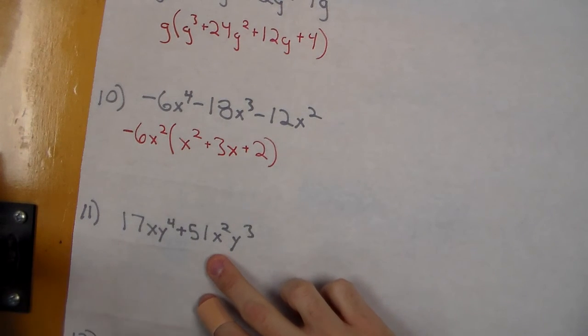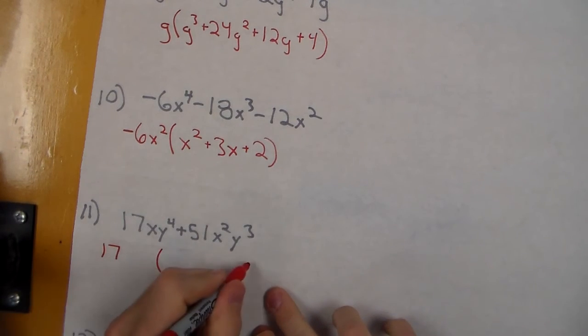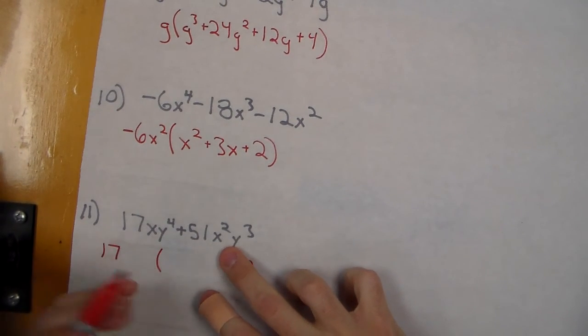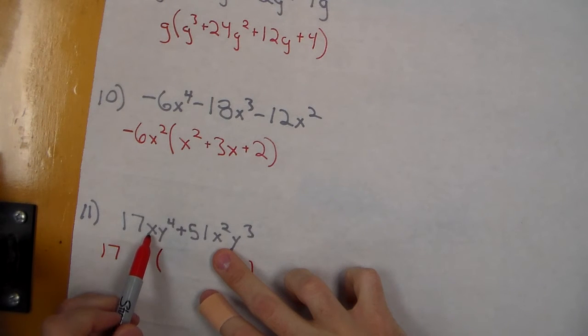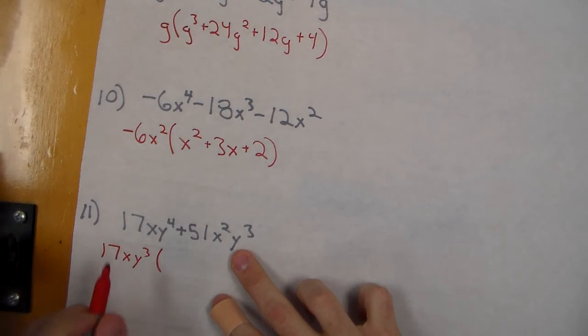17 and 51 actually has 17 in common. Now we gotta look at x and y, we have a couple variables. So I have one x in both, and I have three y's in both. So 17xy to the third is the GCF. What's left after we do that though?